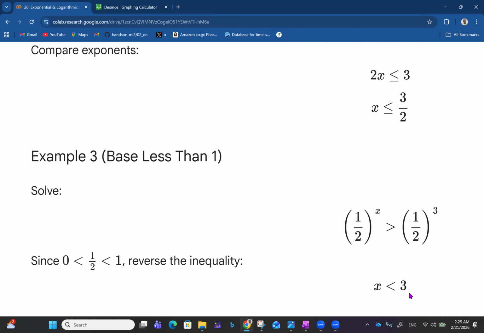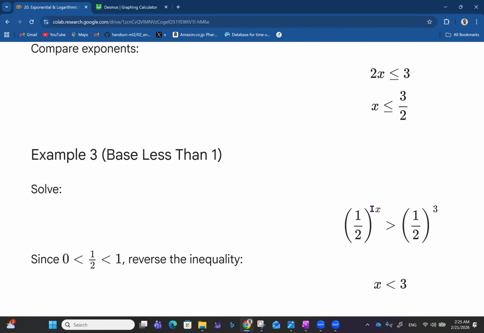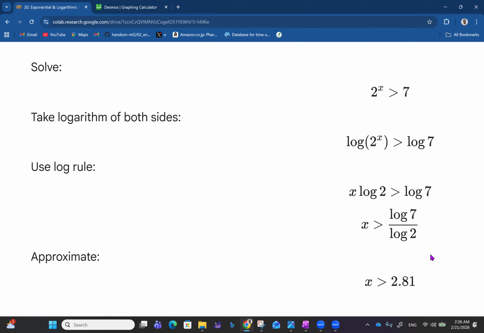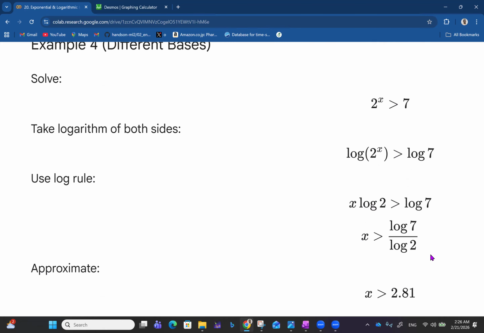Now, look at the case of base less than 1. So solve 1 over 2 raised to x greater than 1 over 2 raised to 3. Now, because a half is between 0 and 1, you reverse the inequality. That means x has got to be less than 3. Because if x is less than 3, let's say x is 2, so 1 over 2 raised to 2 is 1 over 4, whereas 1 over 2 raised to 3 is 1 over 8. And 1 over 4 is clearly bigger than 1 over 8. So that's a simple analogy there to be well understood.